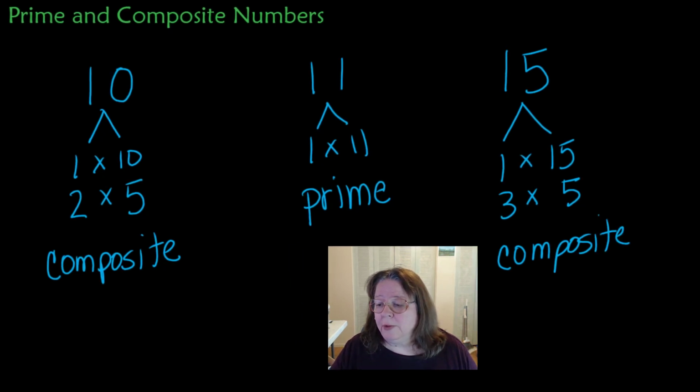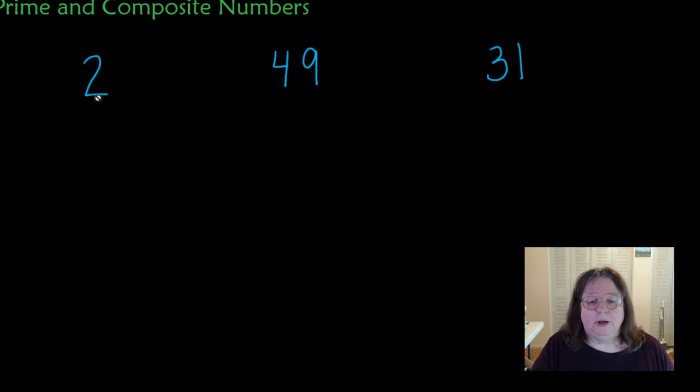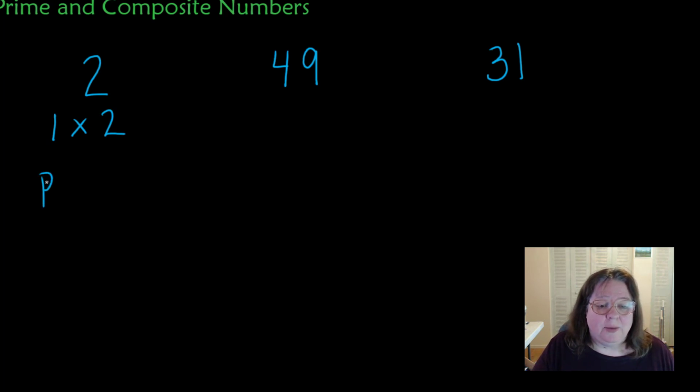Okay, gonna try 3 more. We're kind of on a roll. 2. Well, the factors are 1 and 2. That's it. 1 times 2 is 2. 2 times 2 is 4. 2 is a prime number, even though it might not seem like it because it is an even number.